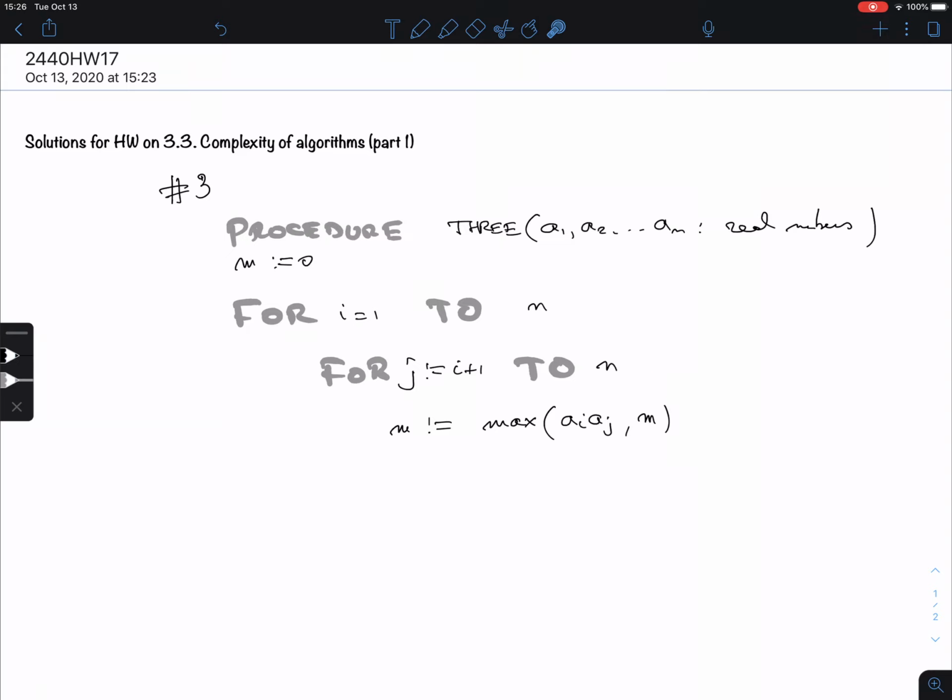Now think of what this does. Well, it's going to replace this m by a new value if a_i times a_j is bigger. So in the beginning everything is 0, but eventually this m will get bigger and bigger, and each time we have a product of two of these elements that is bigger than what we have, that will be the new value. Yeah, we should say this here: return m.